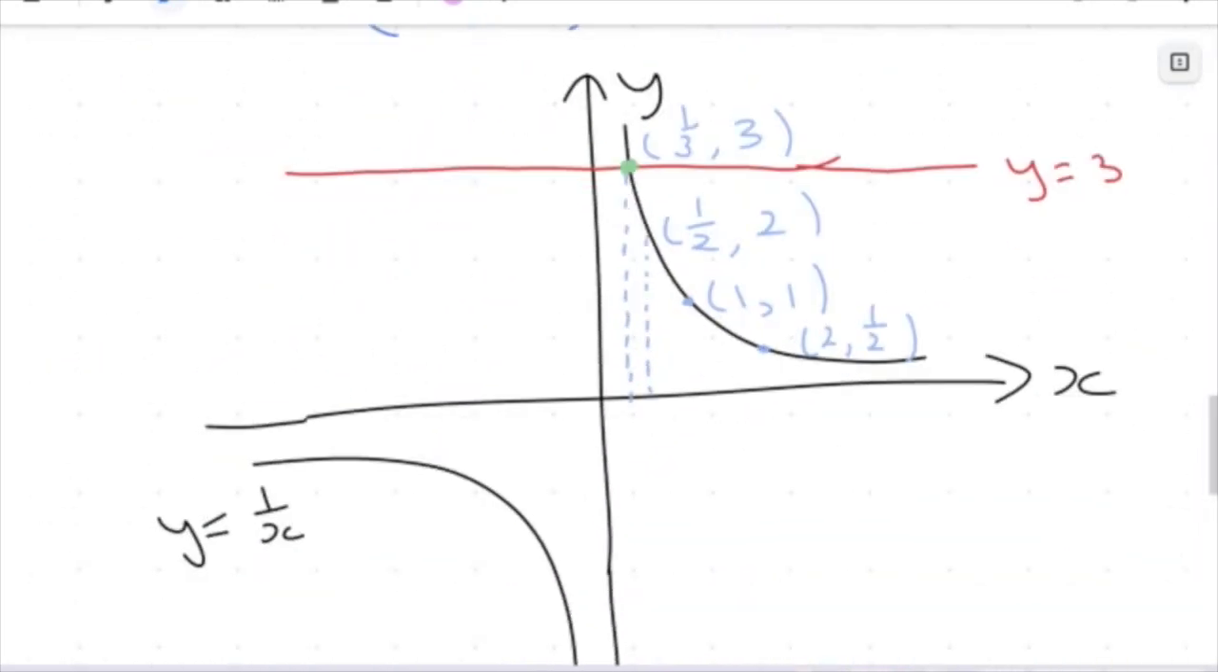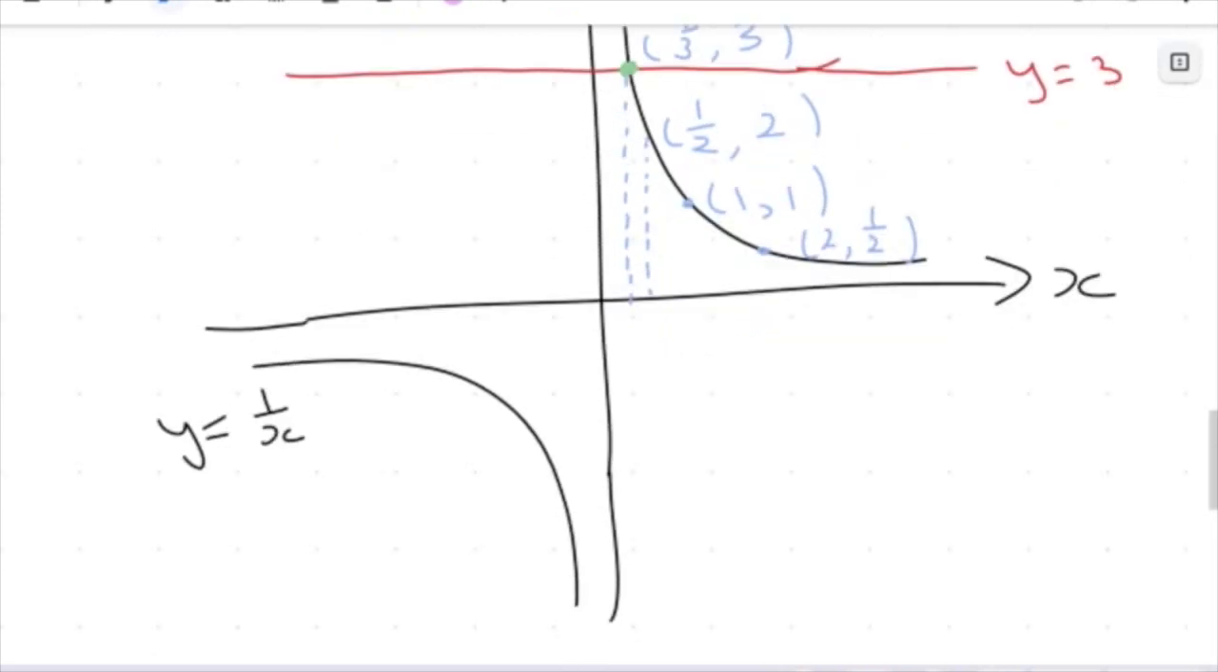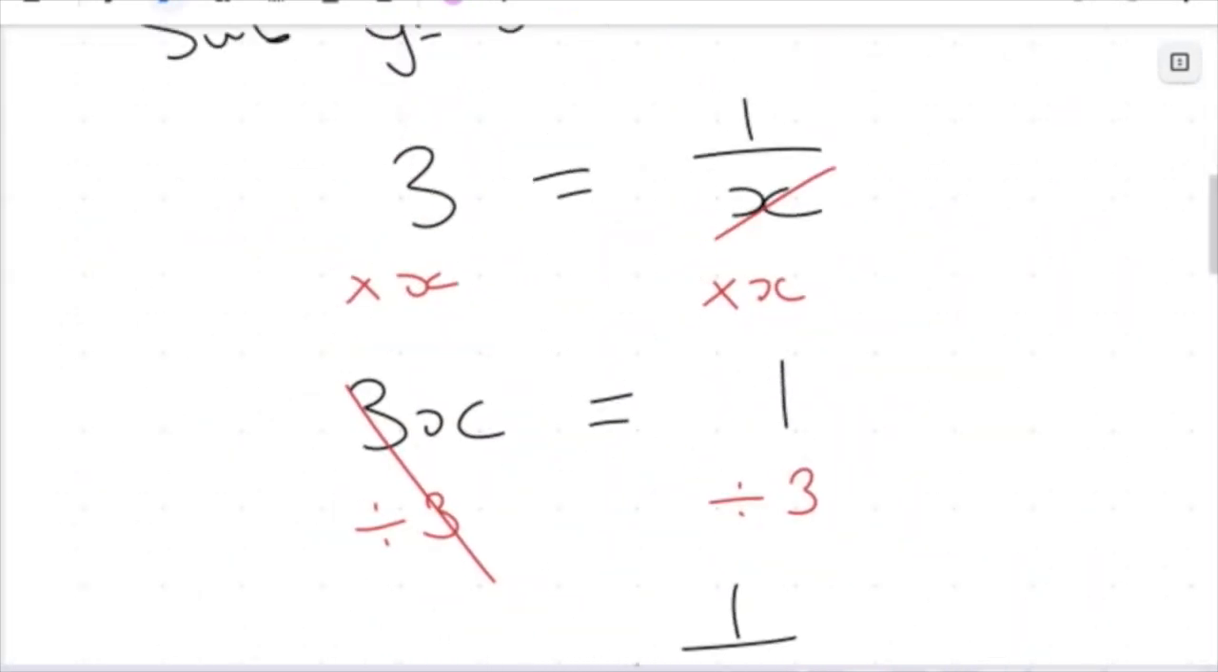Now this is just a way we can visually show this. We can also always do this algebraically, which sometimes does end up being a little bit easier, like we did up here.